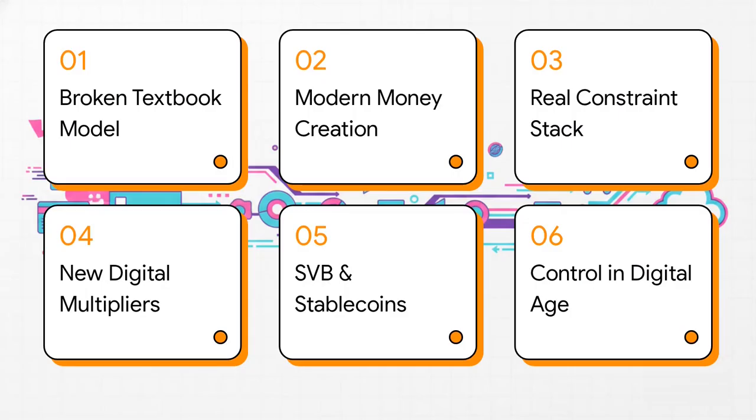Let's find out. Here is our roadmap for today. We'll start with the broken textbook model, look at how banks actually create money, dive into the real constraint stack, uncover the 6 new digital multipliers running our economy, analyze a couple of high-speed case studies, and finally ask the big question, is credit completely out of our control?